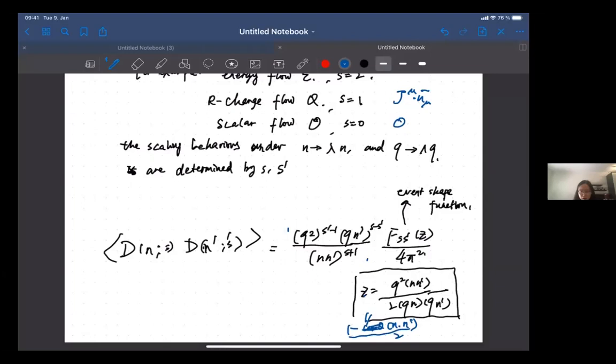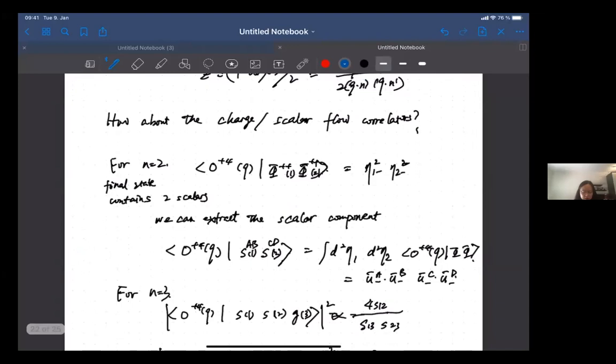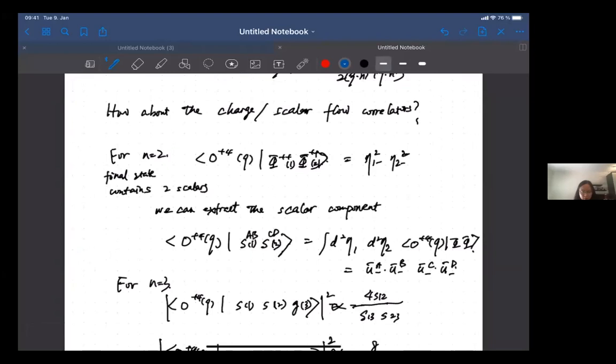For EEC, we have finished the calculation. And we can also do this calculation for the charge-charge correlator or the scalar-scalar correlator. In order to do these calculations, we need to know exactly the particle content in the final state. For example, for n equals 4 at Born level, you have the local operator O made of two scalars. They decay into a pair of scalars, which goes into the final state.